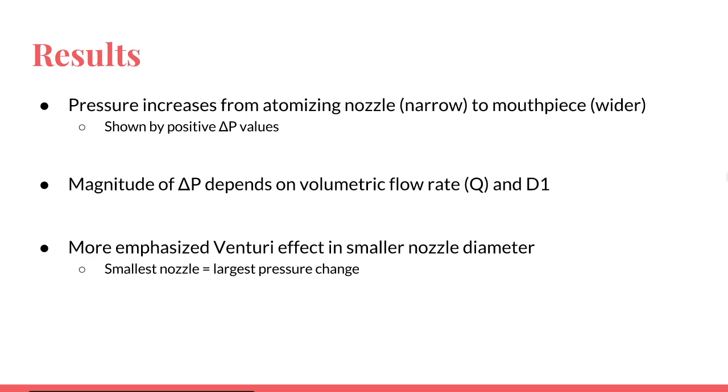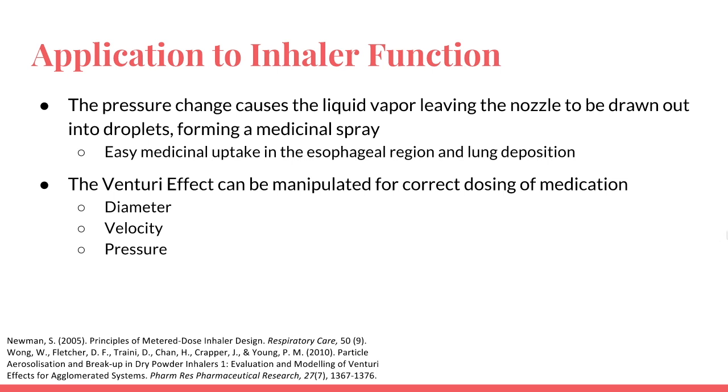The MATLAB modeling showed that pressure increases from the nozzle to the mouthpiece. The magnitude of the pressure change depends on both volumetric flow rate and the size of the diameter, and that there is a more profound Venturi effect when the nozzle has a smaller diameter. Due to the Venturi effect, flow from the smaller nozzle into the larger mouthpiece will cause a pressure change. This causes a partial phase change, turning the medicinal vapor into droplets for dispersion. This spray allows for better lung deposition.